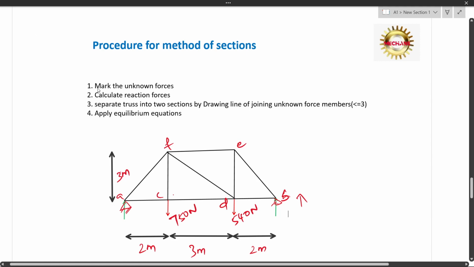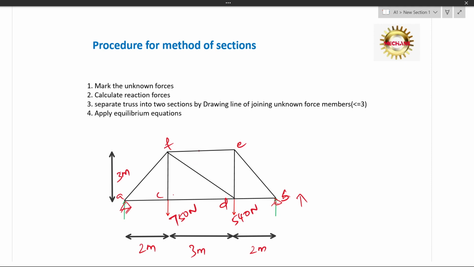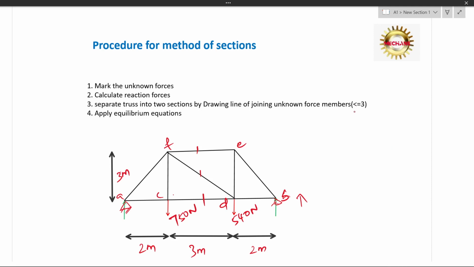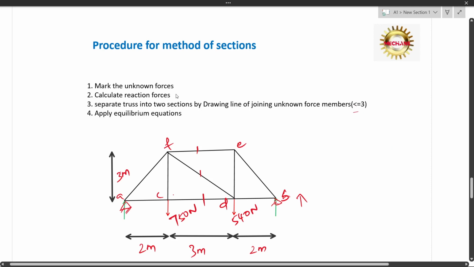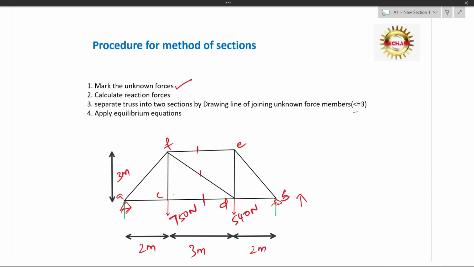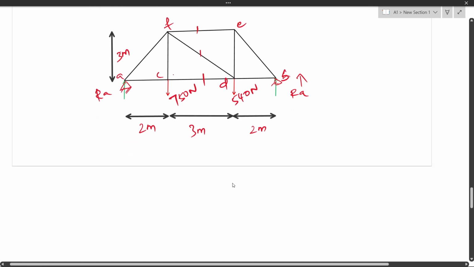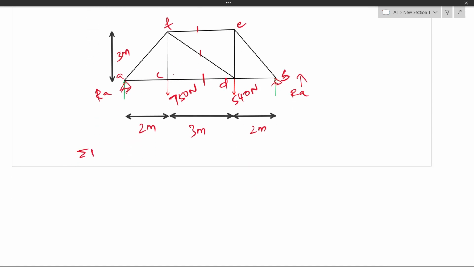The first step is to mark the unknown force. For example, you fix these as the unknown forces, and these unknown forces should be less than or equal to 3, as I mentioned here. Then step 1 is completed. And calculate reaction forces. There are two reactions happening here, RA and RB, that act upward. These reactions happen because of these two forces acting here. So I'm just applying the equilibrium equation.